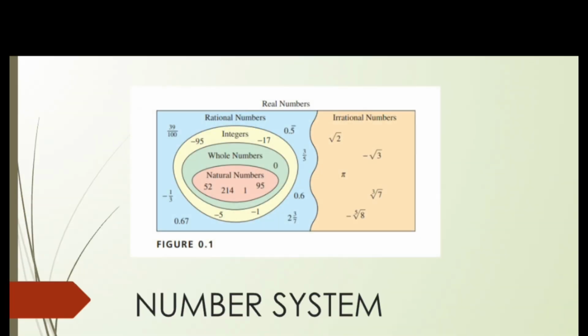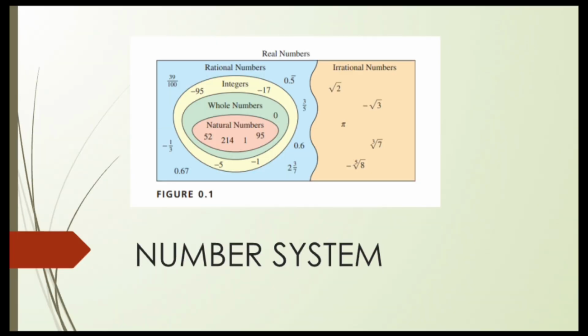So if we start to see where this system begins from, in the number system, the largest set is the set of real numbers. We can say that real numbers are as huge as the universe. When we categorize real numbers into two categories, we have rational numbers and irrational numbers. So let's study rational numbers first.